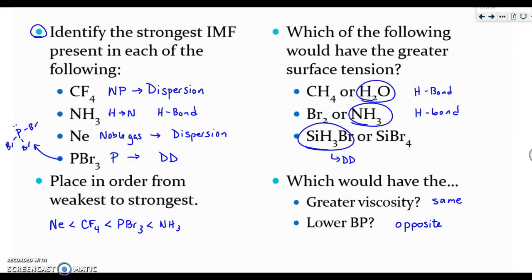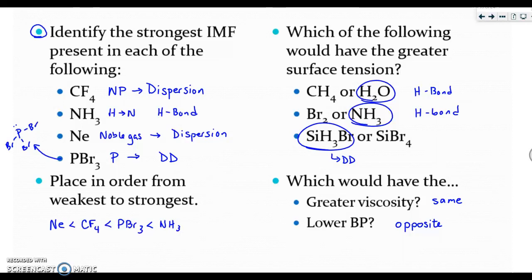Please check your answers. CF4 is nonpolar, so it's dispersion. NH3 is H and N, so it's H bond. Neon is a noble gas, so it's dispersion. And PBr3 is polar, so it has dipole-dipole forces. Put them in order from weakest to strongest, so the dispersions are first. Ne is smaller than CF4, then dipole-dipole, and finally H bonding.